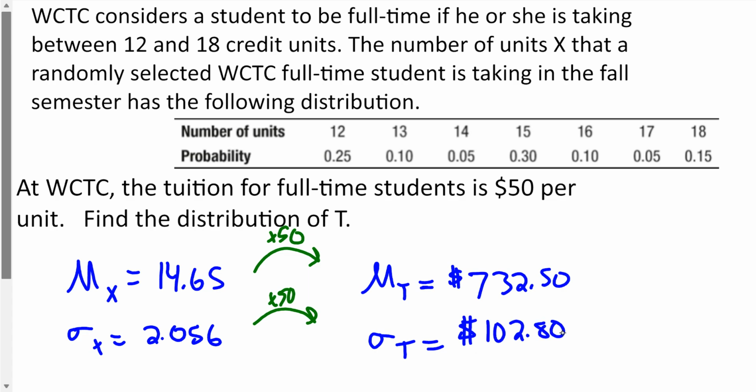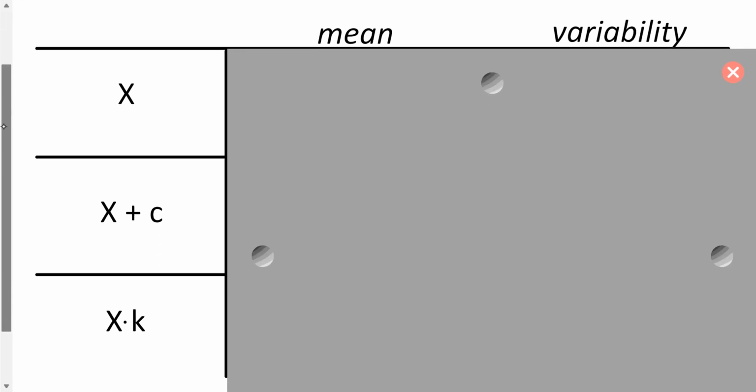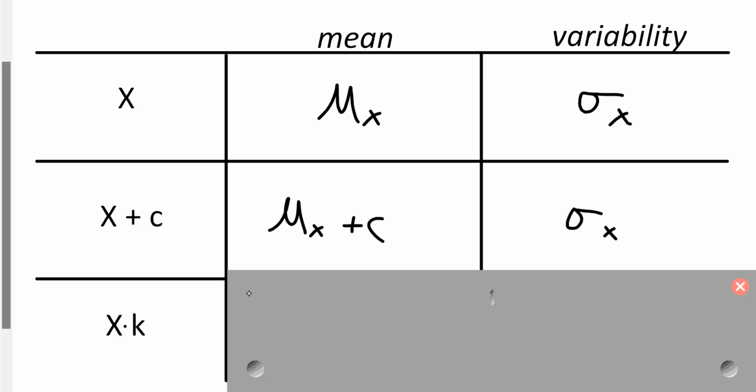So hopefully that helped see the difference between adding and multiplying. So as a quick recap, when we are adding or multiplying with any random variable, the mean is just the mean, the standard deviation is just the standard deviation. But when we're adding, it does impact the mean. It does not impact the variability, the standard deviation. We're going to put that here.